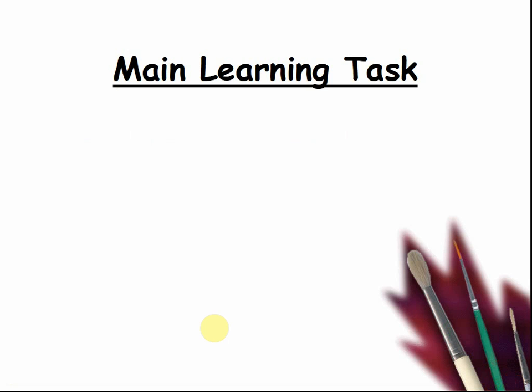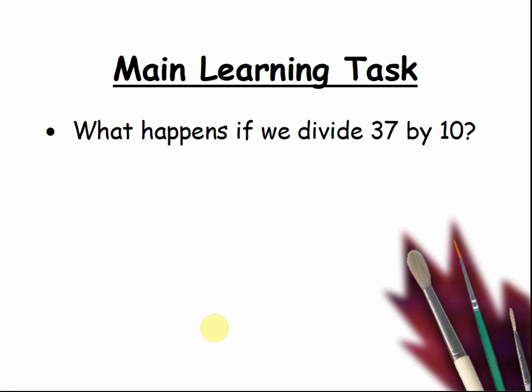Here's our main learning task. What happens if we divide 37 by 10? Pause the video and tell your teacher. The answer is, it would become 3.7. All the digits move to the right, and a decimal point happens here.